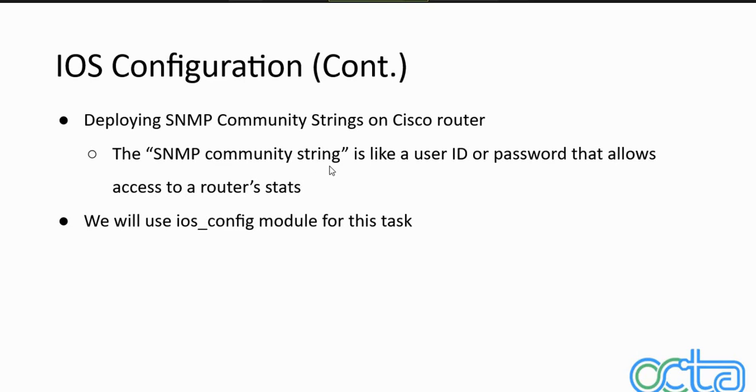Okay. So we will take one example of defining SNMP community strings on a Cisco router. These SNMP community strings are like user ID and password that allow access to the router's statistics. There are two modes for these SNMP strings, read-only and read-write. If someone has read-only permission, they can only get the stats from the router. If someone has read-write, they can also update.